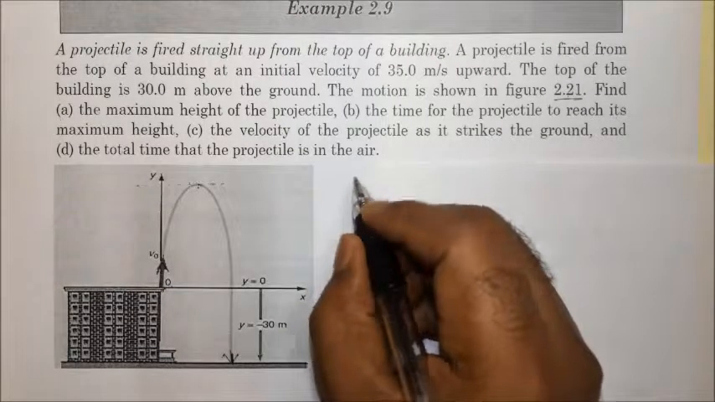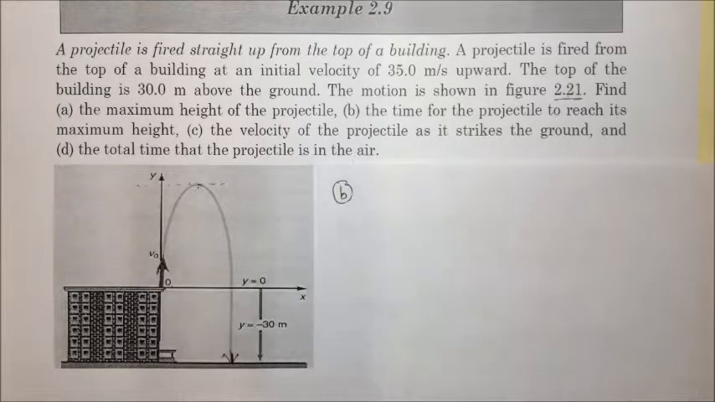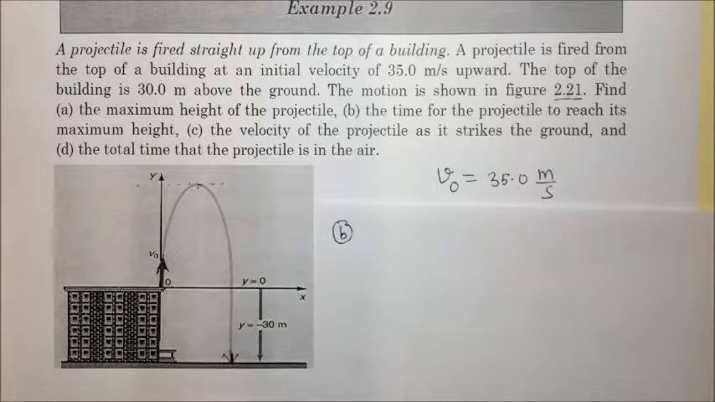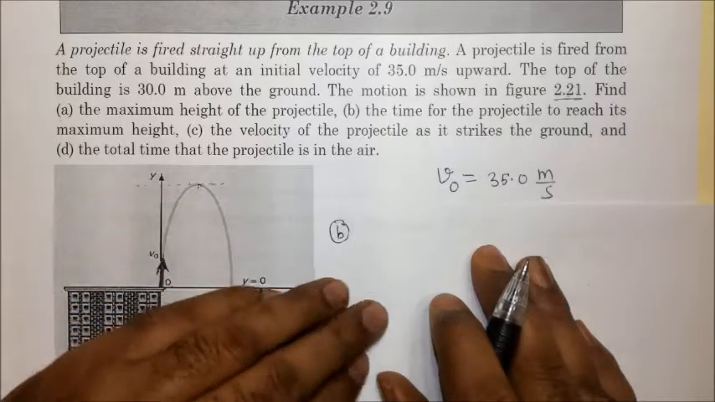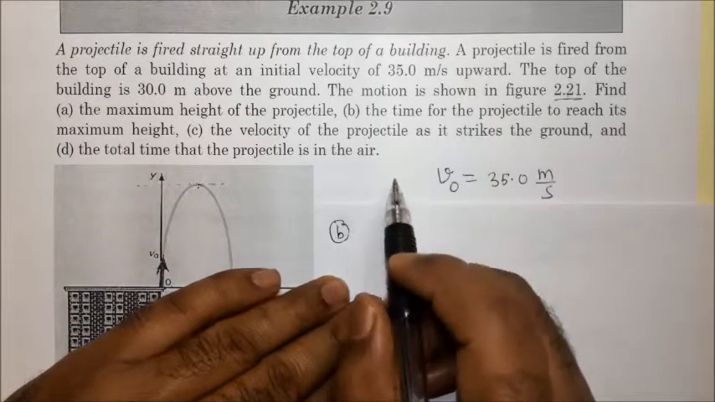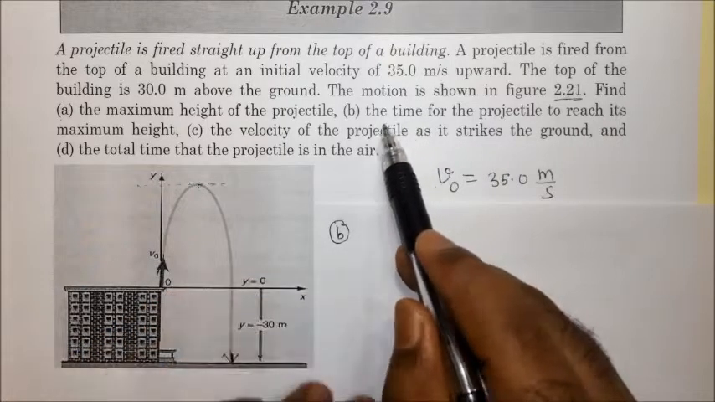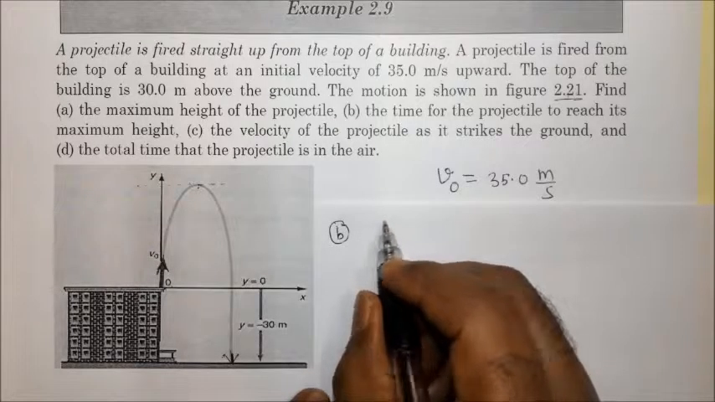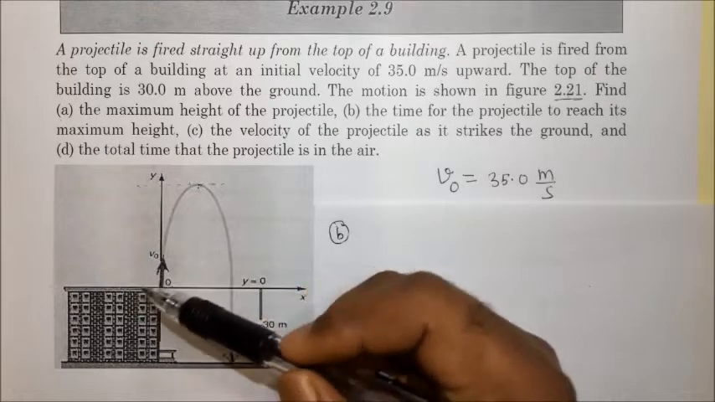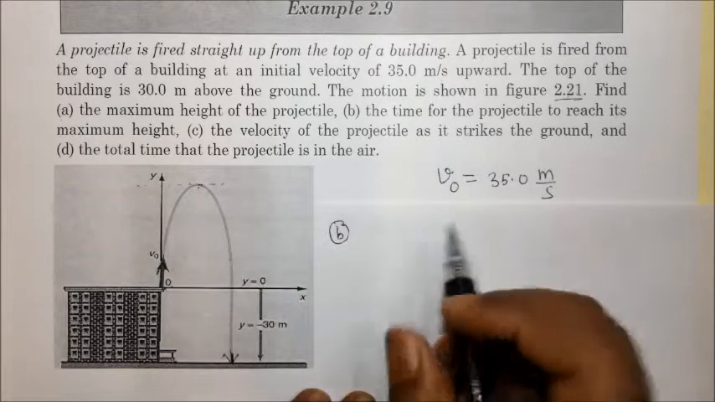Let's do the B part of the question. It says the time for the projectile to reach its maximum height. So how much time does it take from the top of the building to go to its maximum height? How do we do this?